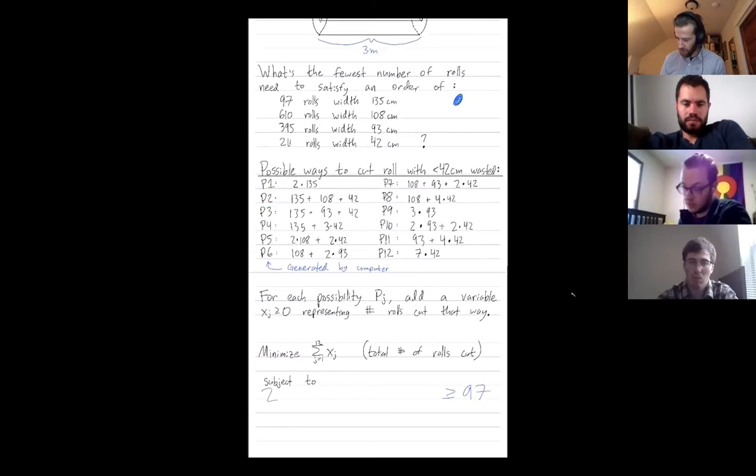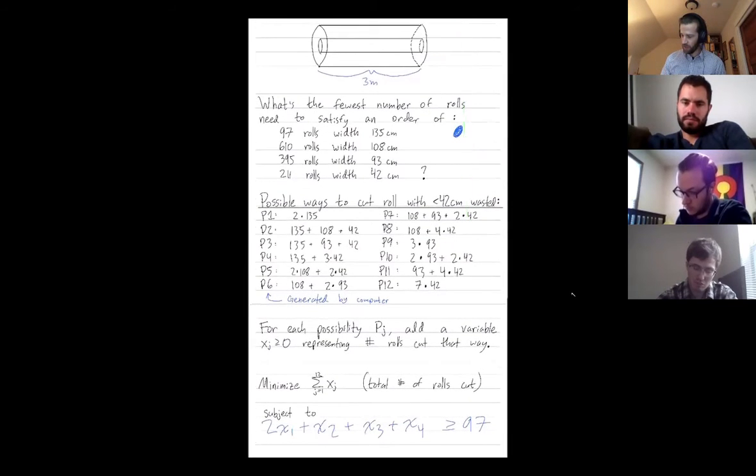So if I cut a roll using pattern p1, I get 2 rolls of width 135, right? So twice the number of rolls I cut by pattern p1, plus the number of rolls I cut by pattern p2, plus the number of rolls I cut by pattern p3, plus the number of rolls I cut by pattern p4. The expression on the left is how many smaller rolls I get of width 135. I get 2 for every roll cut by the first pattern and 1 for every roll cut by pattern 2, 3, or 4. So on the left, the number of rolls of width 135 has to be at least 97.